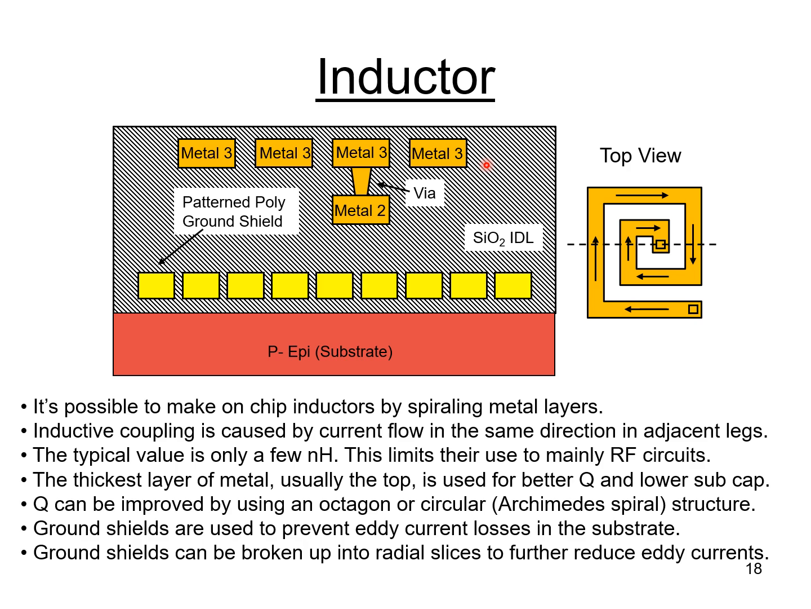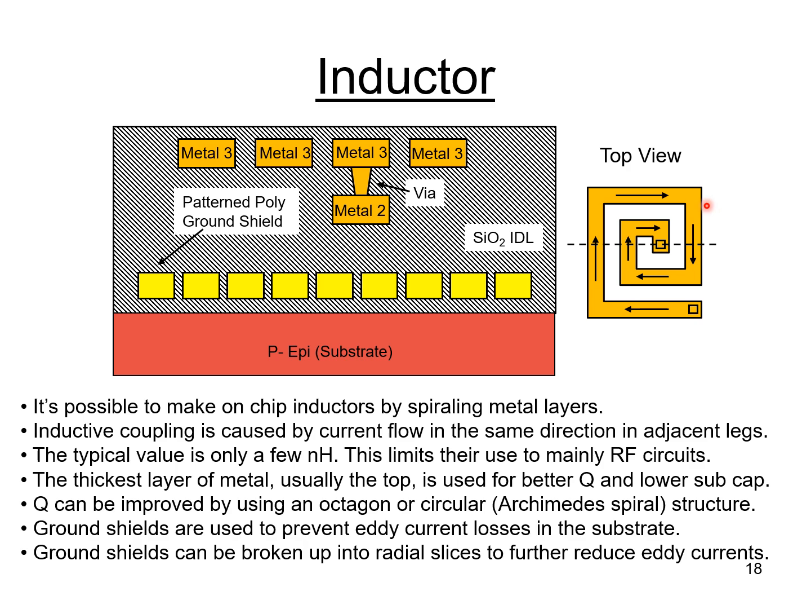Now the quality factor, or Q, can be improved by using an octagon structure or even a circular type spiral, and it's called an Archimedes spiral, instead of this squared off spiral that I'm showing here. You get a lot of extra resistance in this type of spiral in the corners, and you don't get the inductance in those corners. So by using one of these other structures, you can improve your Q.